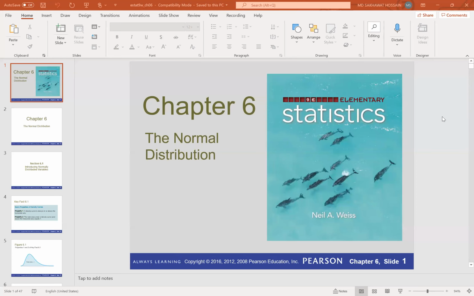So in today's class, we'll start a new chapter. This is chapter 6, and we'll talk about normal distribution in this chapter.